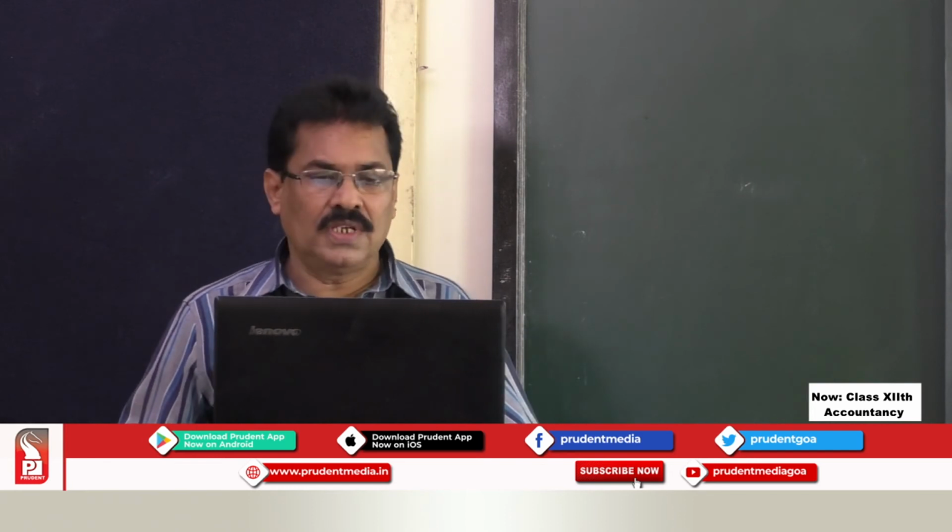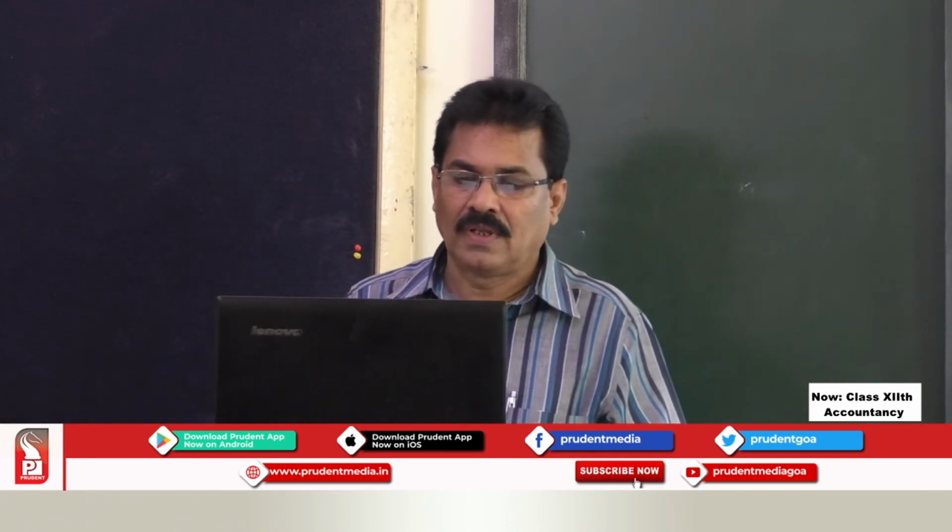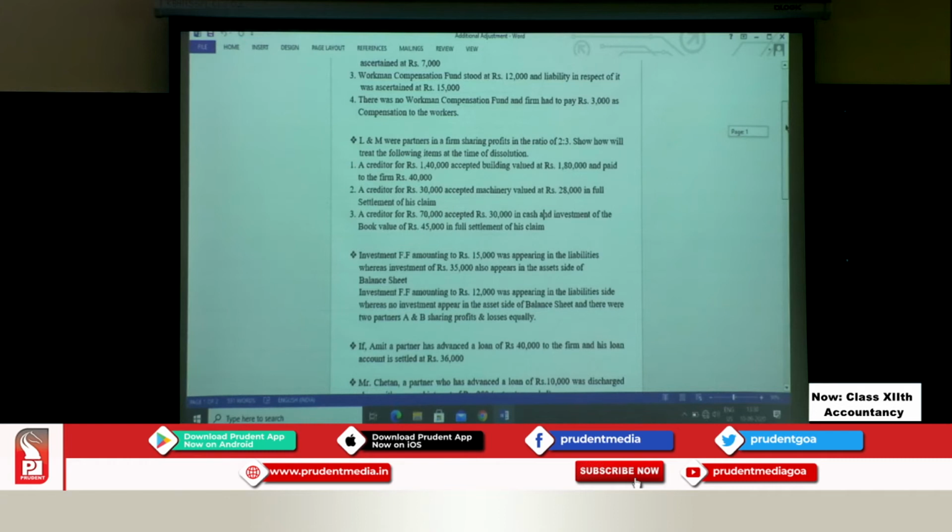Now, coming to situation 2, suppose investment fluctuation fund amounting to rupees 12,000 was appearing in the balance sheet on liability side, whereas no investment appears in the balance sheet on asset side, and the partners were sharing profit and losses equally. So, if this is the situation, how to adjust it?